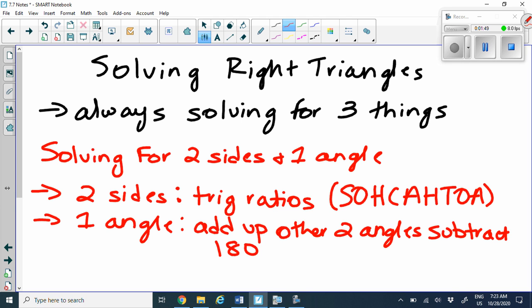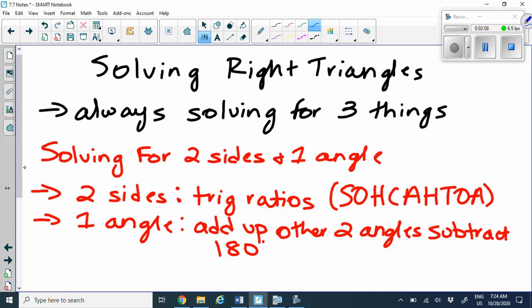So I would suggest writing this down, because when you're doing these problems, this is what I would suggest. Figuring out, okay, do we need to solve for two sides and one angle or one side and two angles? Okay. So if you need to, make sure you pause the video to get all of this down.